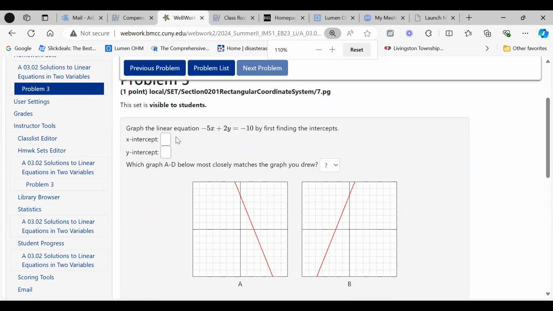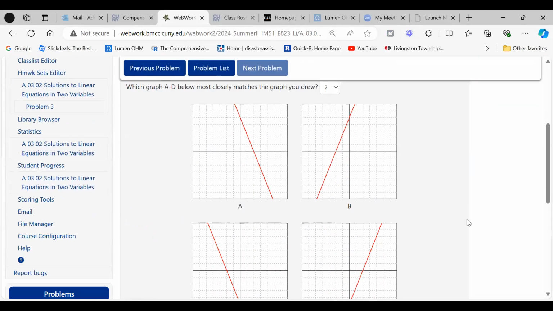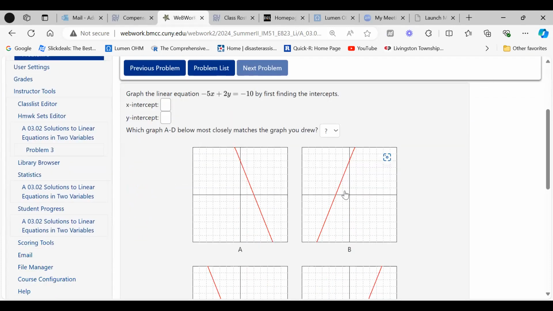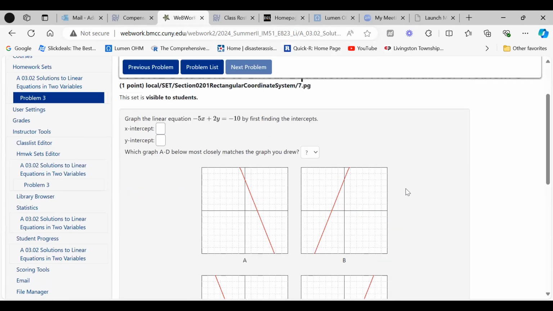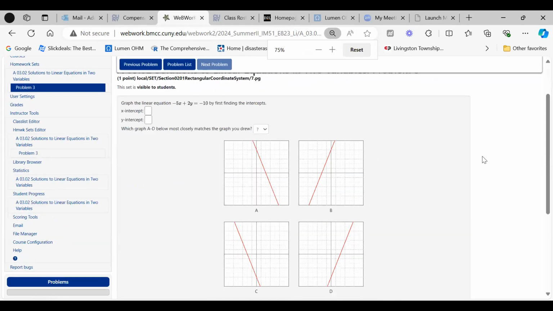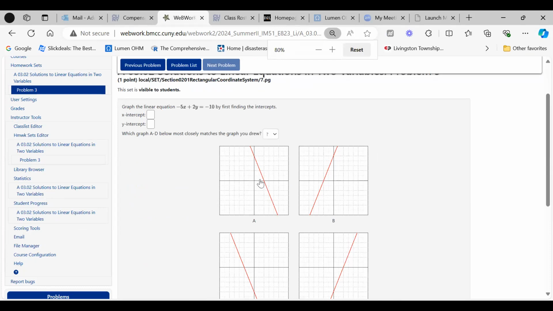So we graph the linear equation by finding the x and y intercept, and then let's find our matching. For the x-intercept, we set y equal to 0 and solve for x. For the y-intercept, we set x equal to 0 and solve for y. Okay, let's try this, right? Also find the matching graph here after you get the x, y-intercept. See if I can figure out which one works.